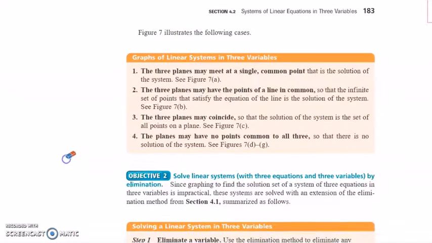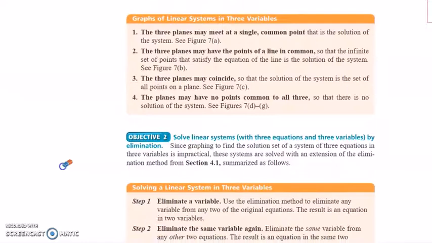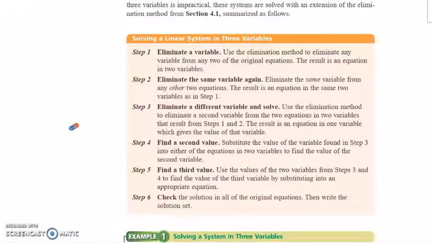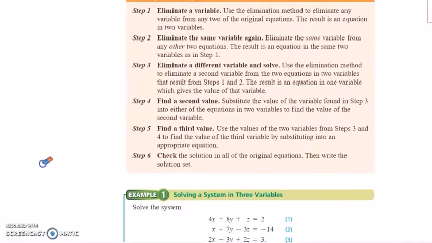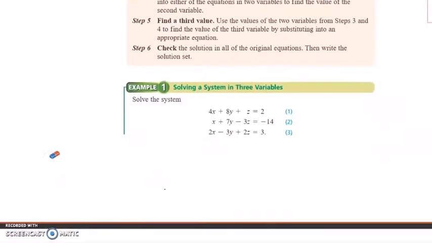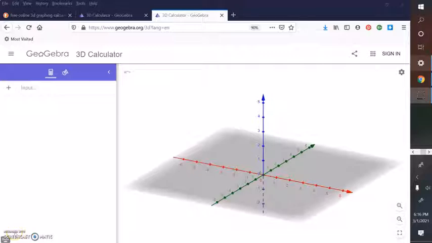So the book goes through the graphs of the systems in 3 variables and then a procedure of how to solve a system in 3 variables. We're going to walk through a few examples, and I'm going to try to show you the graphs as well. Although you don't have to graph any of the systems in 4.2, I do think it's helpful to look at a graph so that you can get a better depth of understanding of the content.